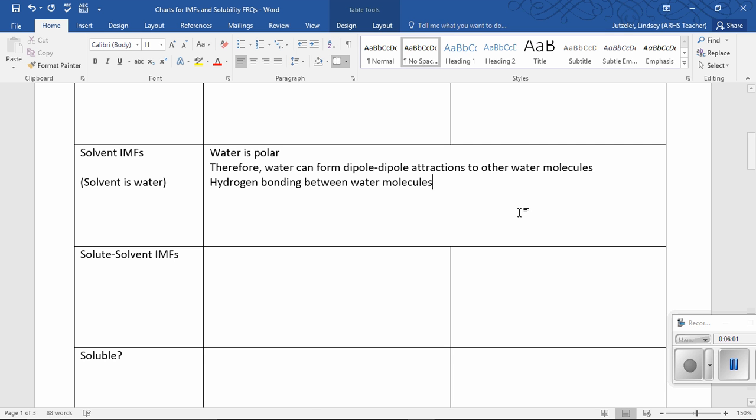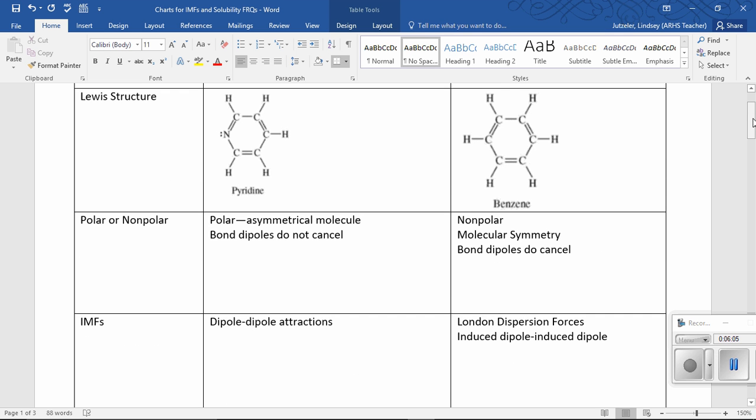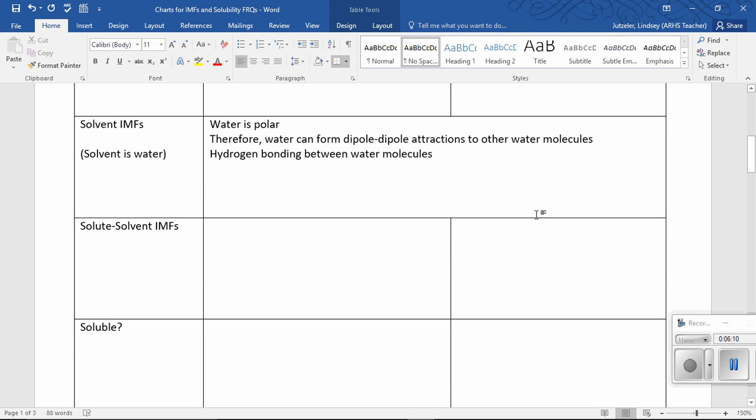So let me do the easier one first. Benzene is nonpolar, water is polar. So benzene and water can interact through dipole-induced dipole interactions, or they can just, everything has London dispersion forces, even water. So water can interact through LDFs with benzene.